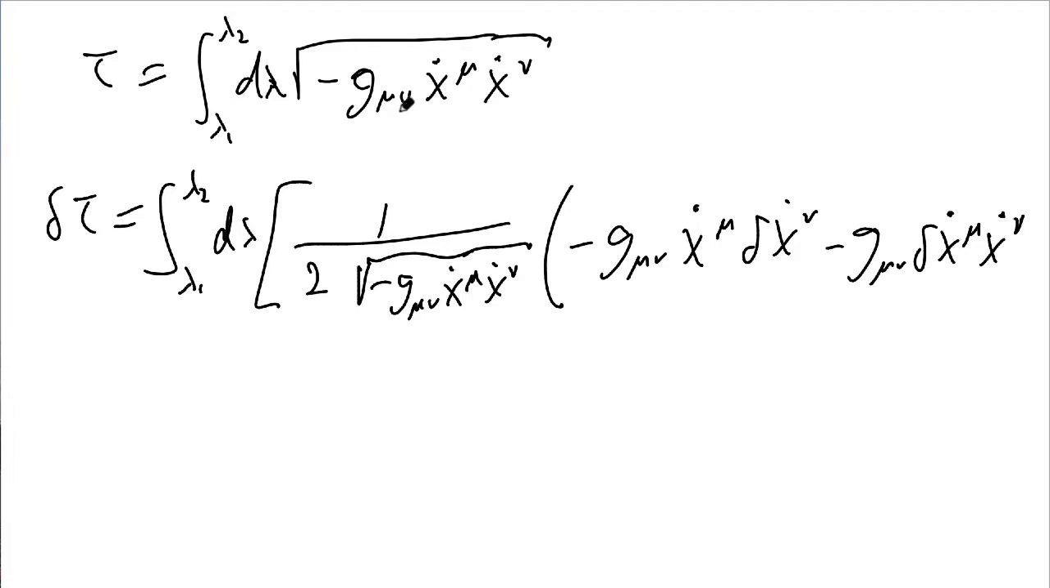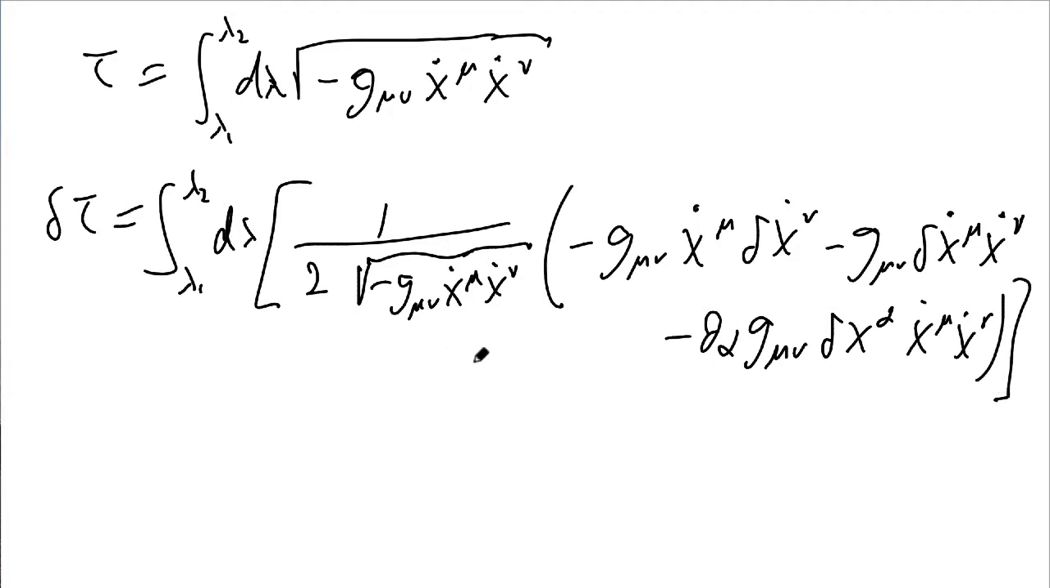And let's remember that the metric components can depend on the x's, so this is also minus partial with respect to x alpha of g mu nu delta x alpha, and we also have then x dot mu x dot nu.